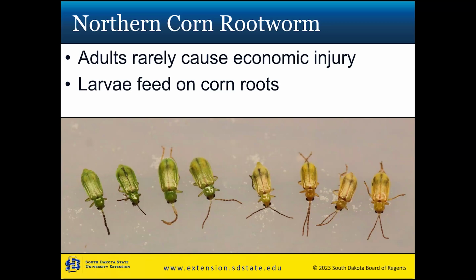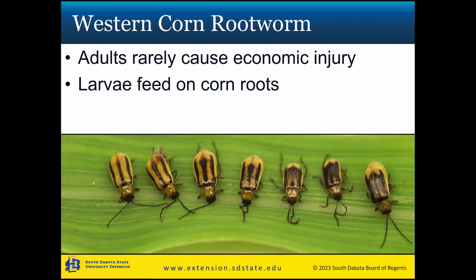Now, the adults rarely cause economic injury, and that's true for both species of the corn rootworm. The larvae are the big concern because they're feeding on the corn roots. As you can imagine, if we have the roots being fed on, we have serious injury occurring. Well, then we're not going to get as much water as well as nutrient uptake into the plant. We're going to have reduced yields. And another complication is that without a root system, those plants are more likely to have lodging occur, especially during a wind event.